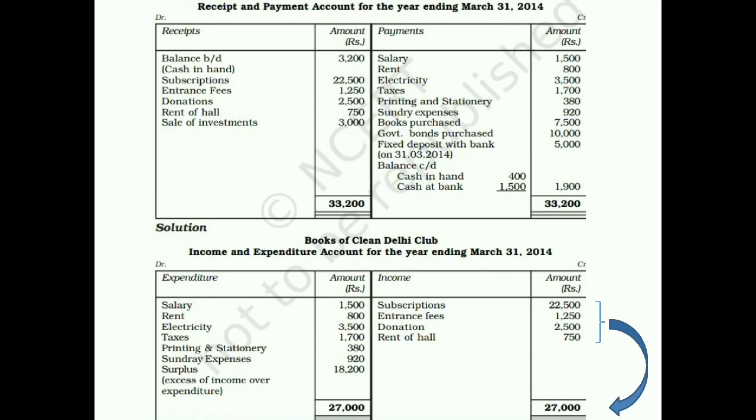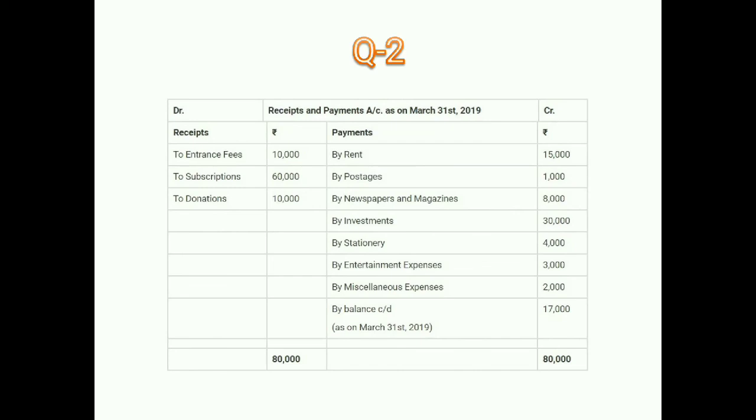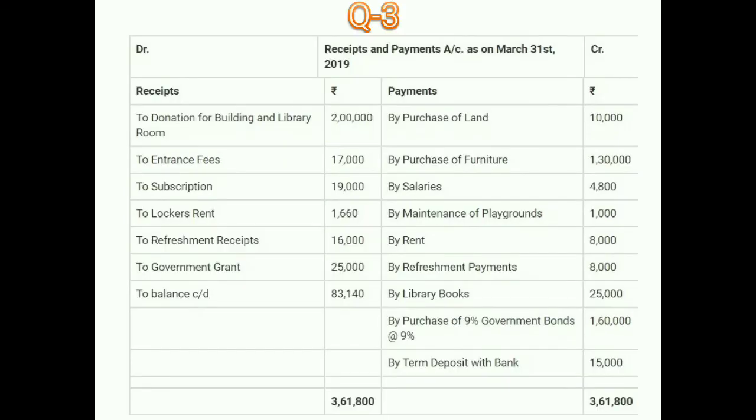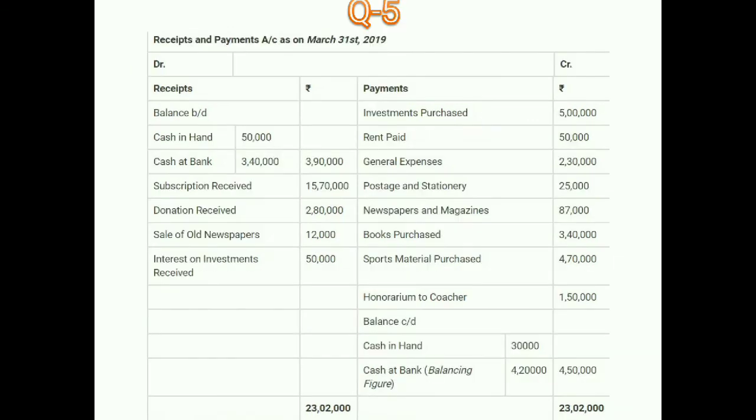Now I'm giving you some homework. This is the first question for you. In the last video, I gave you some information to prepare the receipt and payment account. This was the answer to that first question. Now you have to prepare the income and expenditure account from this receipt and payment account. This is your question number one, this is question number two, this is question number three, and so on up to question number five.